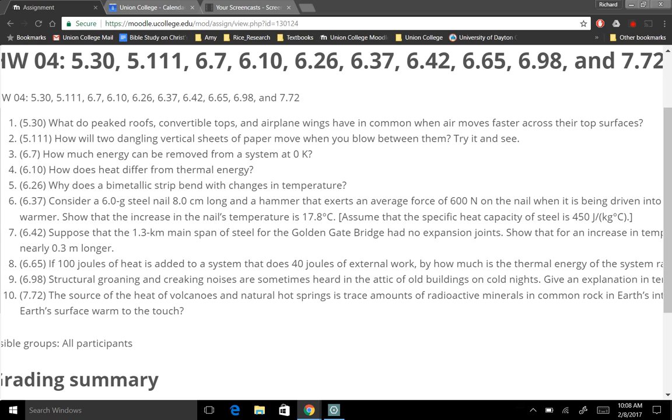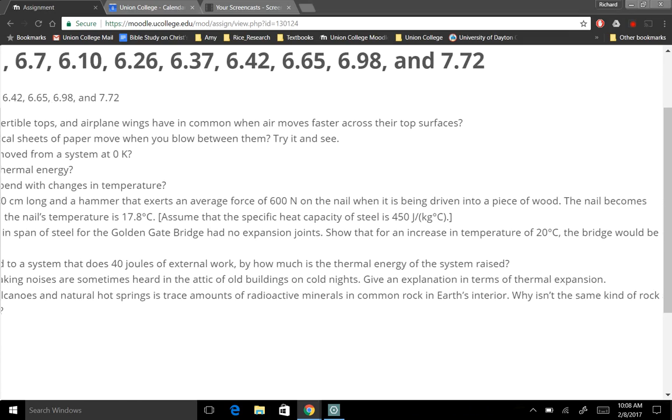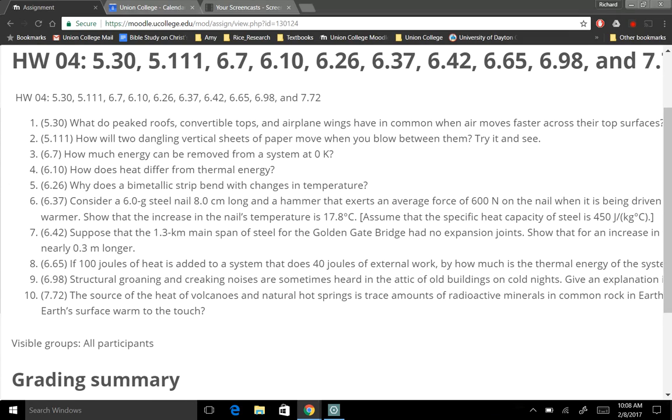Okay. Consider a 6.0 gram steel nail, 8 centimeters long, and a hammer that exerts an average force of 600 newtons on the nail when it is being driven into a piece of wood. The nail becomes warmer. Show that the increase in the nail's temperature is 17.8 degrees. Assume that the specific heat capacity of steel is 450 joules per kilogram degrees Celsius. Okay, I'm glad you asked me this one.